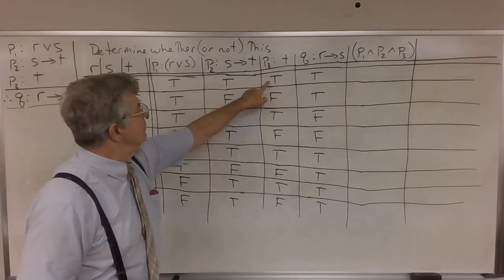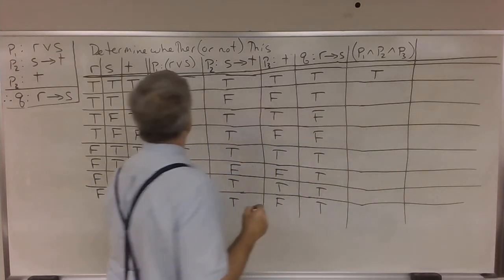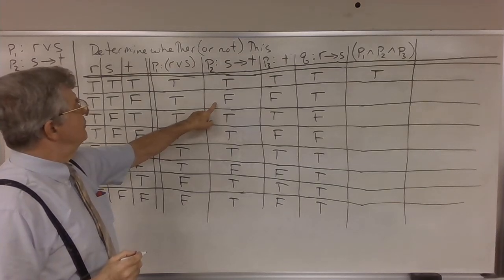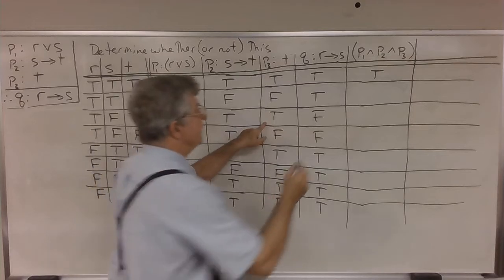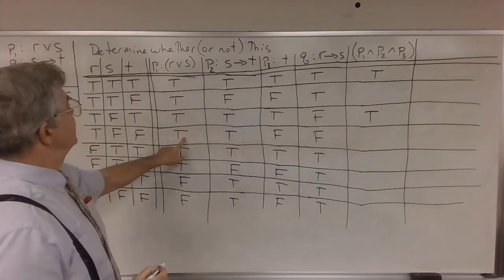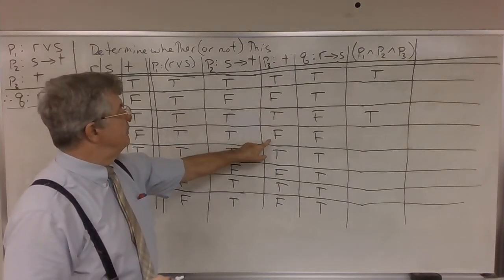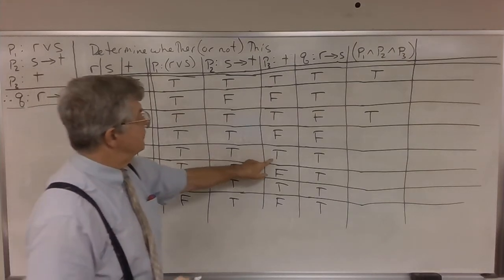True, true, true. Okay. Does it happen here? No, P2 is false. Does it happen here? True, true, true. Yes, it does. Okay. Does it happen here? No, P3 is false. But it does happen here. True, true, true.